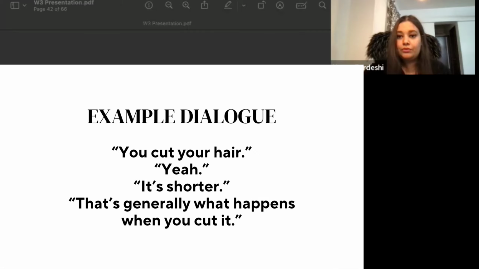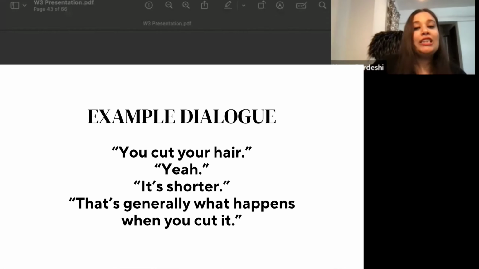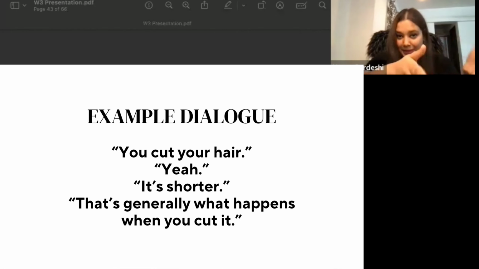Everything exists beneath this sentence. Now, let's look at a very small example. You cut your hair. Yeah, it's shorter. That's generally what happens when you cut it. Can you feel a little bit of a tension here? Now, let's analyze this. On the surface, the people in the scene are discussing hair, but underneath, what's going on? Can you tell me?